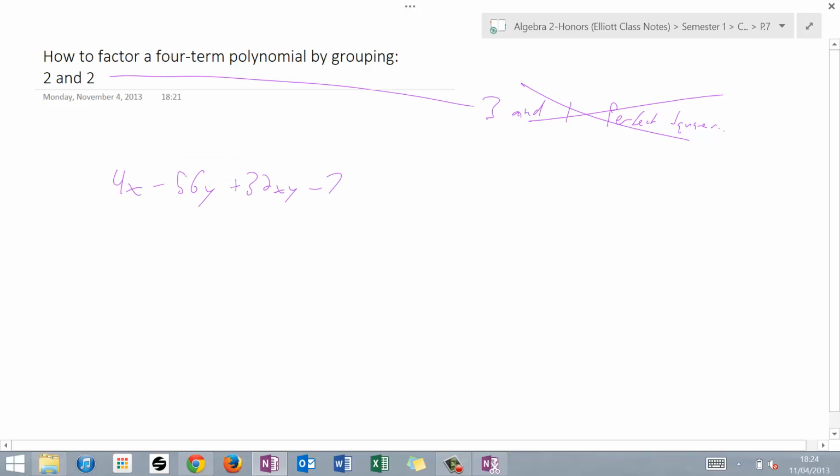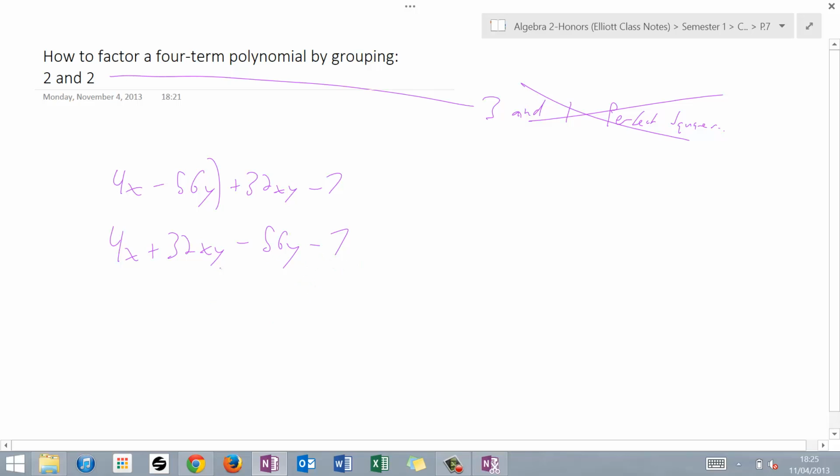So let's start with looking at maybe the first two. If those have something in common and those have something, well, wait a minute, these don't have anything in common. So I don't want to do that one. Let's try another one. So let's look at maybe shuffling this around, and let's pick maybe the 4x plus the 32xy, and then the negative 56y minus 7, because 56 and 7 have something in common.